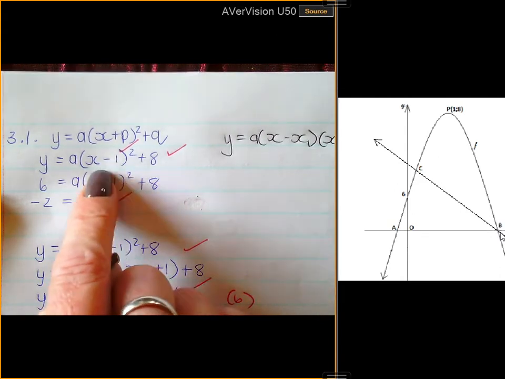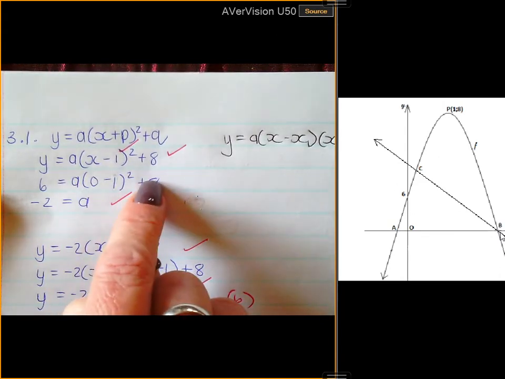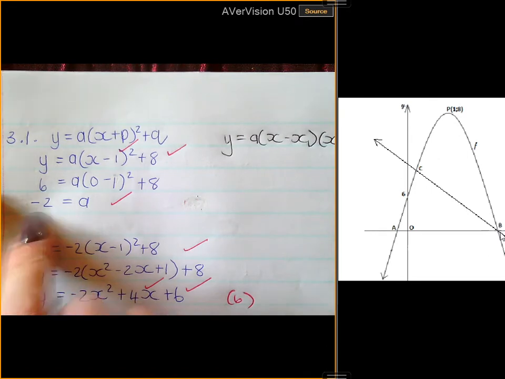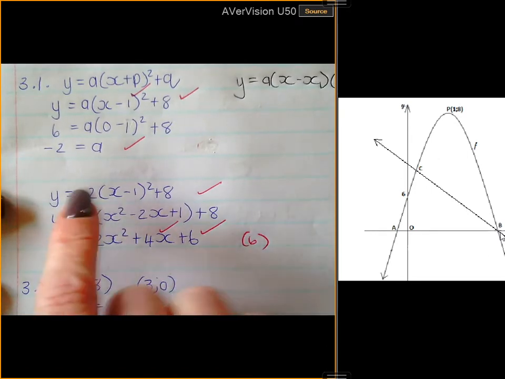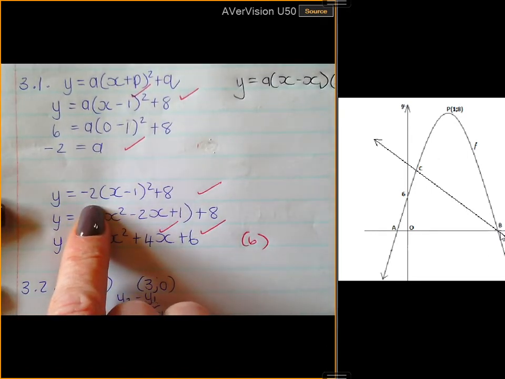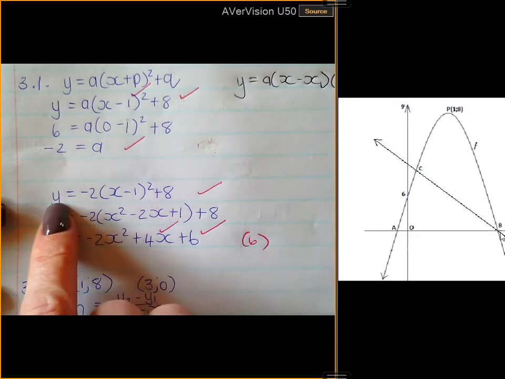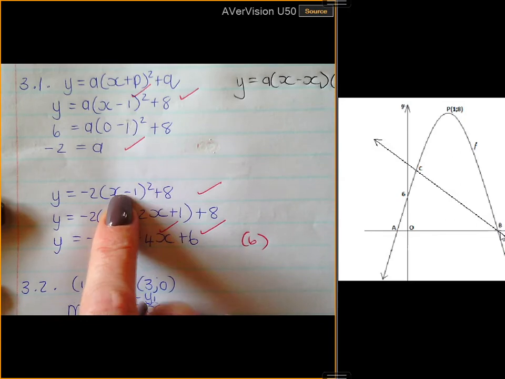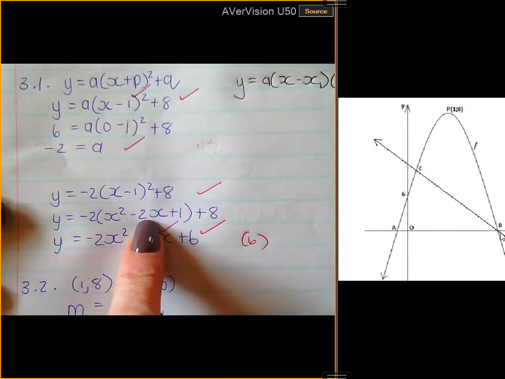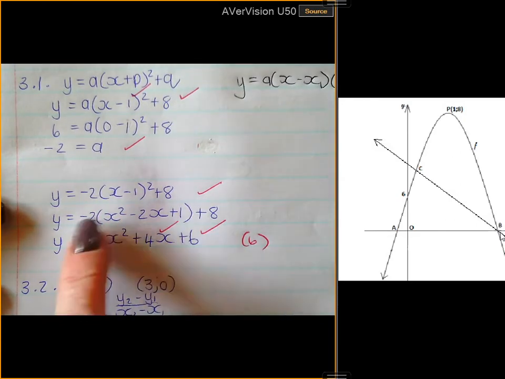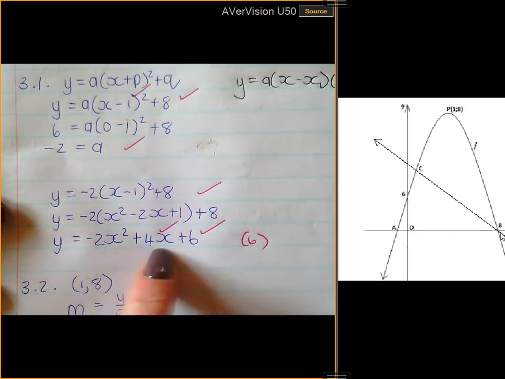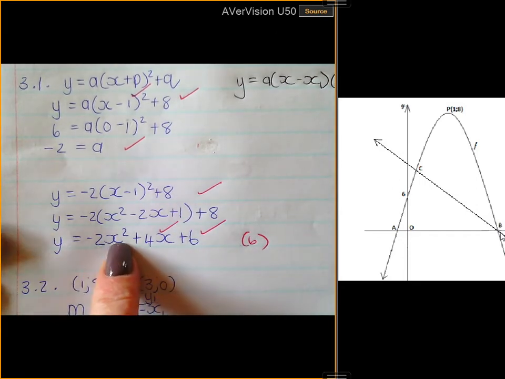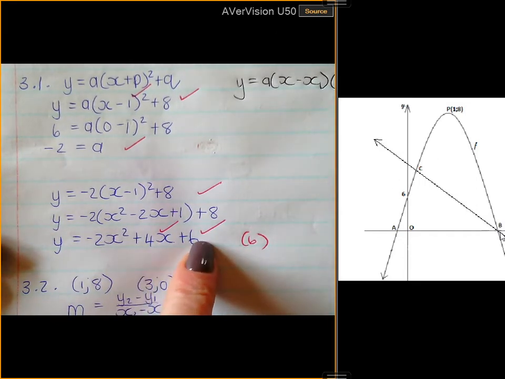That gives me 1 plus 8, and the 8 goes over, it subtracts, and then you get a to be negative 2. You substitute it back, leaving your x and y variable, and then you calculate it. You just simplify the equation. So it's x squared, that one times 2, that one times itself. Multiply the negative 2 into it, and then your trinomial is negative 2x squared plus 4x plus 6.